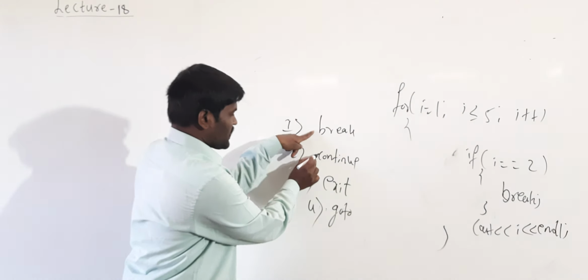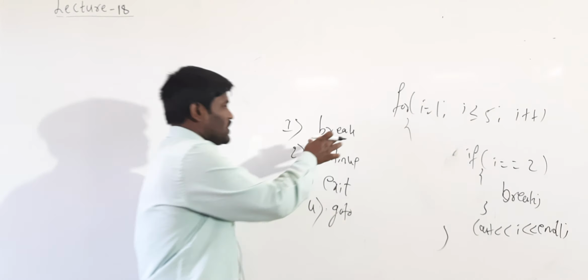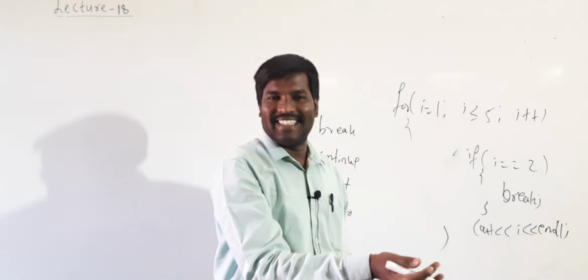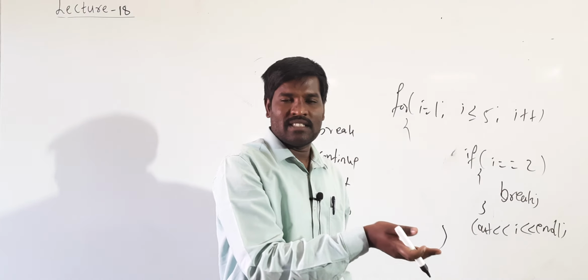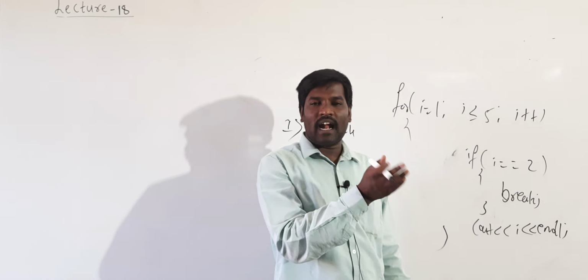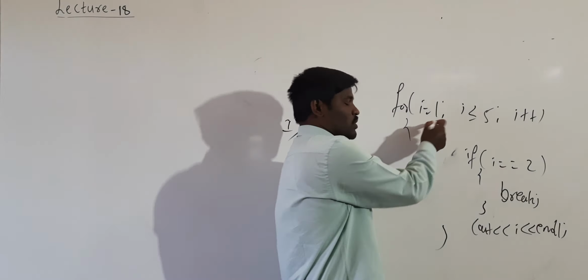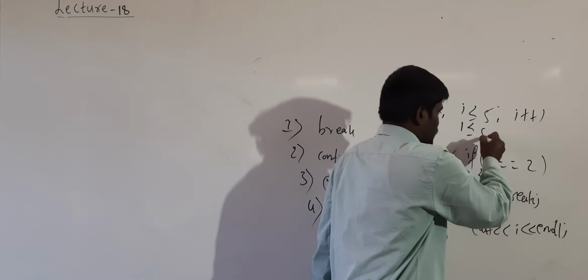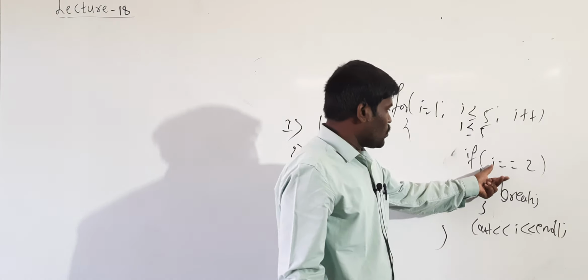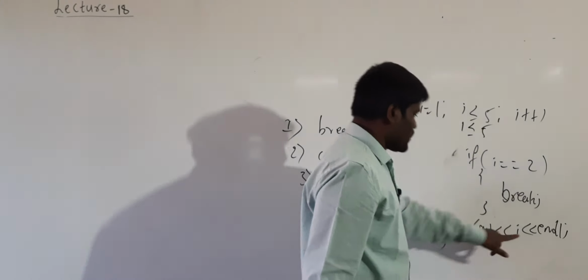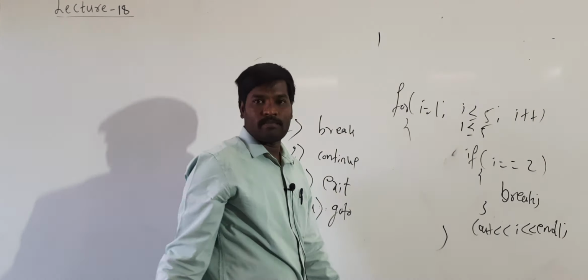See here, the difference between break and continue. First one, break. Break means it will break the condition, or break the particular statement, and it will come out of the entire loop. See here, i is equal to 1, 1 is less than or equal to 5, condition is true. 1 is equal to 2, condition is false. False means cout of i, it will print 1.